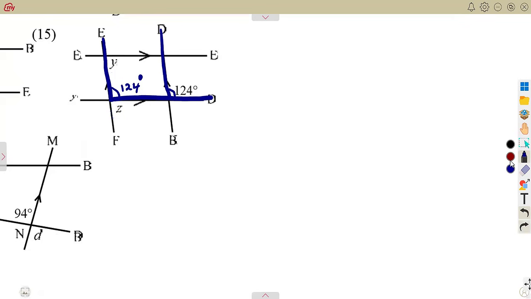All right, let's start with the Z. These two angles, they are on a straight line. 124 and Z are on a straight line. So Z is simply going to be equal to 180 minus 124. Angles on a straight line, remember, they add up to 180. So these are adjacent supplementary angles. You simply have to subtract that from 180 degrees, which is going to give us 56 degrees. So this angle Z is 56 degrees.